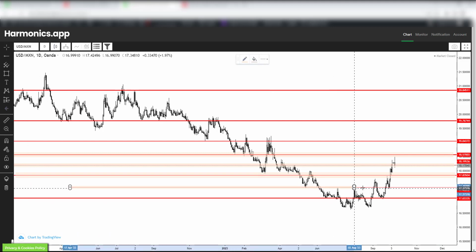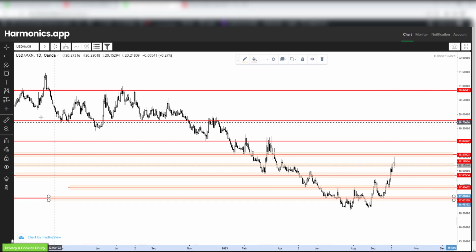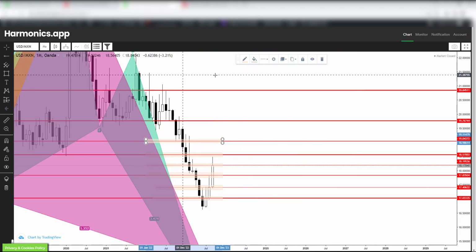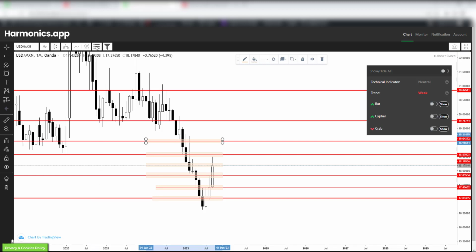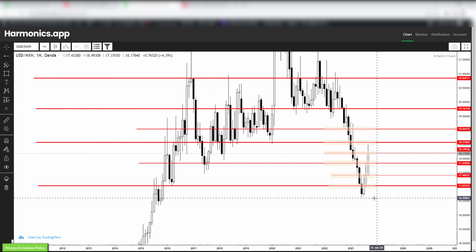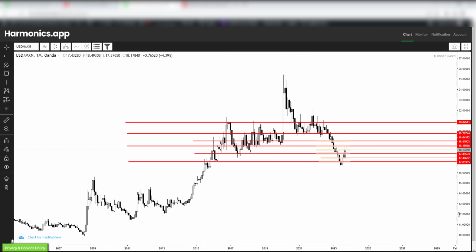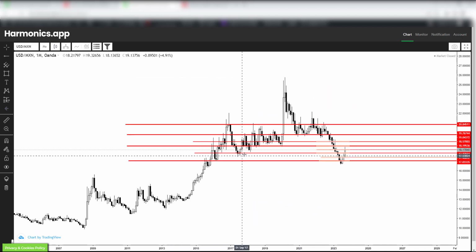Okay. Okay, and one more. Now let's go to the monthly time frame and remove all patterns to see if there are any channels possible. Okay, let's see how this looks.